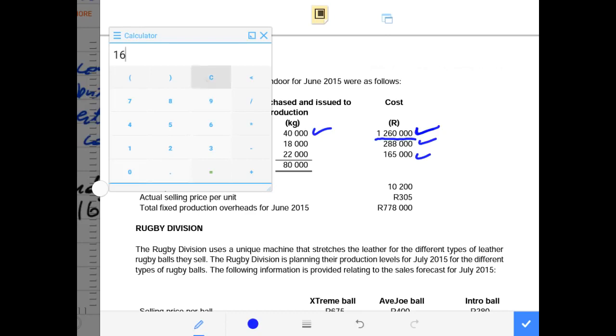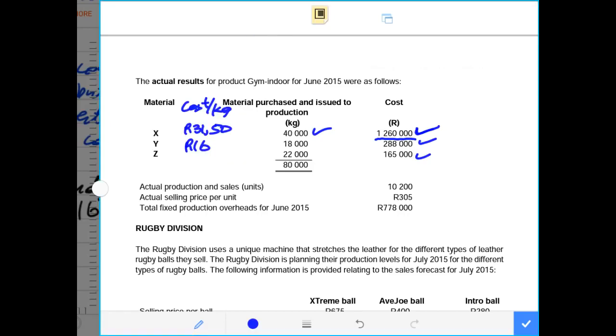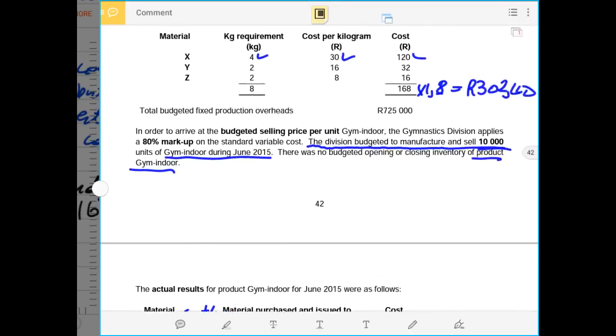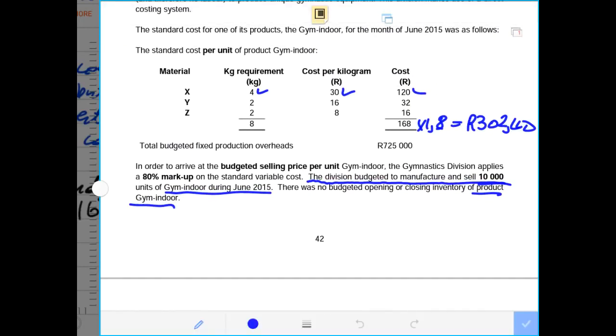Then for the last one, it will be 165,000. Divide this by 22,000. It gives me 7 rand 50 cents. So for the last one, it will be 7 rand 50 cents. So now these are the costs per kg. And the reason why I'm doing this is because in the standard information, I am provided with the cost per kg. So when I'm doing my variance analysis, I want to use my cost per kg.